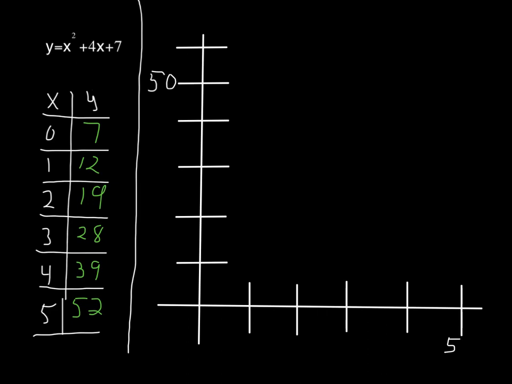So it's 0, 7, so that would be about right there. Whoops, I better get my marker working. And this is not going to be perfect, but about right there. Then I look at 112, so that looks like it's probably about right there. And then I look at 219, so that would be about right there. And then look at 328, and that looks like about there. 439 looks like there. And then 552 looks like it's up there.